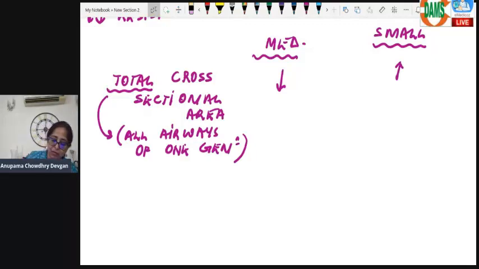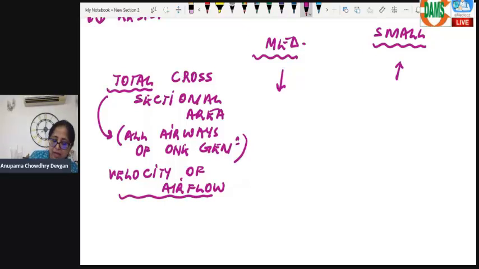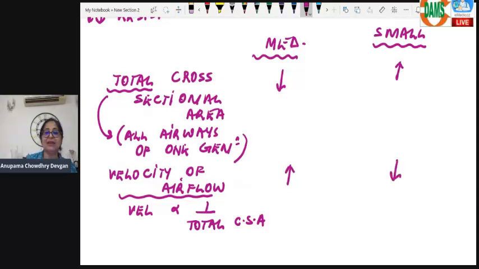Okay? Now, velocity of airflow. The next important term is velocity of airflow. Velocity of airflow is inverse to the total cross-sectional area. So, velocity of airflow will be higher in the medium-sized airways and lower in the smaller-sized airways.